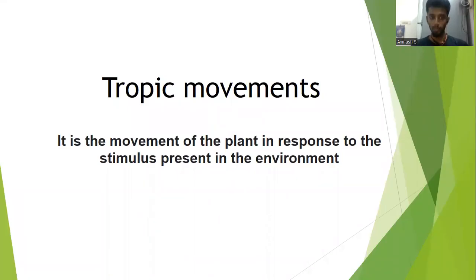Let us learn about tropic movements. As you can see on the screen, it is the movement of the plant in response to the stimulus present in the environment. So, what do we mean by stimulus? It is anything from the external environment that triggers the plant in a positive or in a negative way. That is called a stimulus.